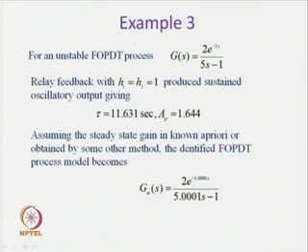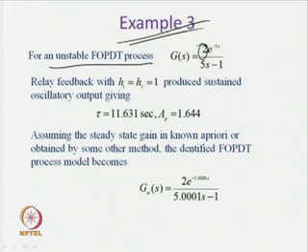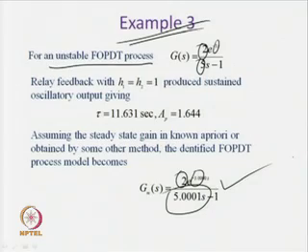Now, coming to example 3, which considers an unstable first order plus dead time process for which k equal to 2, theta equal to 3 and T1 equal to 5. We have used the explicit expressions and found that k is found to be 2, theta is found to be 3 and T1 is found to be 5.0001. Thus, the explicit expressions are found to be quite accurate.